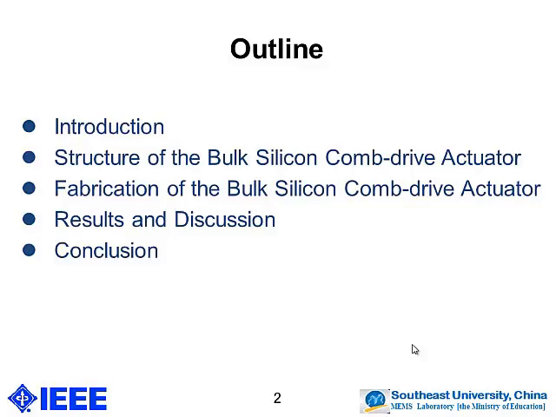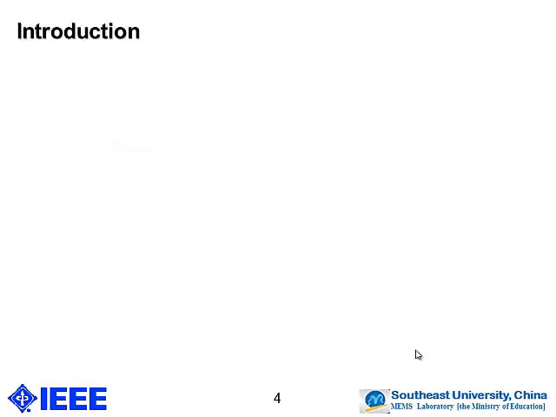Our presentation will be divided into 5 parts. First is the introduction. We will discuss our motivation for this research. Second is the structure of the Bulk Silicon Comb-drive Actuator, which gives the optimization of the comb-drive actuator. Third is the fabrication of the comb-drive actuator, and then the results, discussion, and conclusion. First is the introduction.